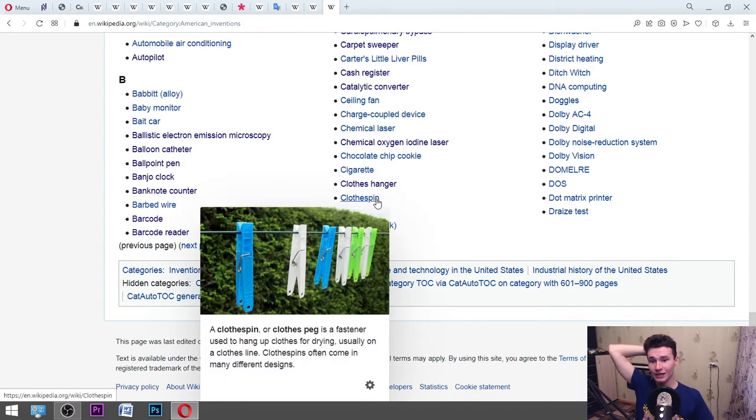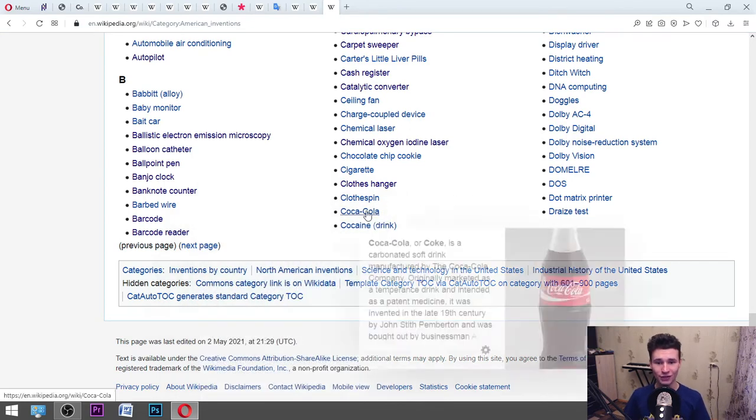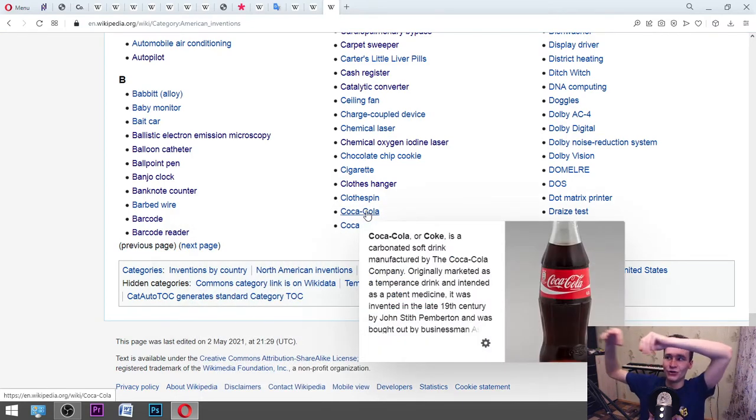Clothespin. Wow! I remember in my childhood I was using them a lot. Or clothespin is a fastener used to hang up clothes for drying, usually on a clothesline. Clothesline, wow, it is a new word also to me. I mean that I right now know that they use this line and also some things.